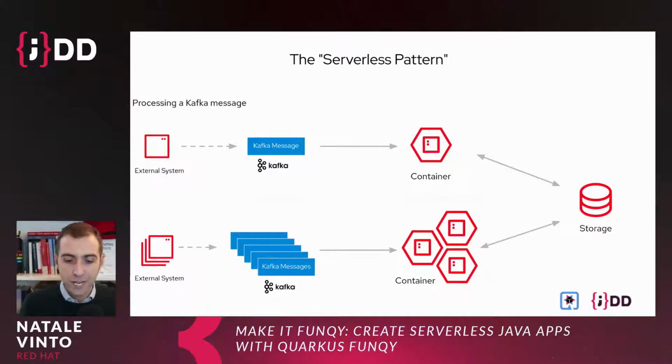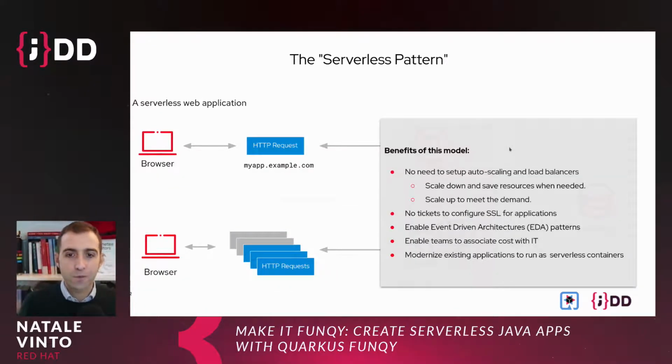We did the sample for the HTTP request, but really it can be also a Kafka message or a Kafka stream, triggering our application, our function, and going into some storage, some database. The benefit from this model is that we don't need to set up any auto-scaling, load balancer. The application is scaled down automatically. If you don't use it, it's not consuming resources, and it's scaled up on demand.